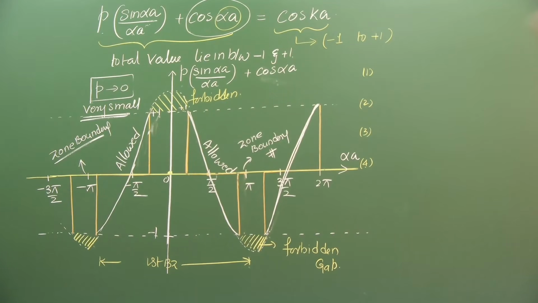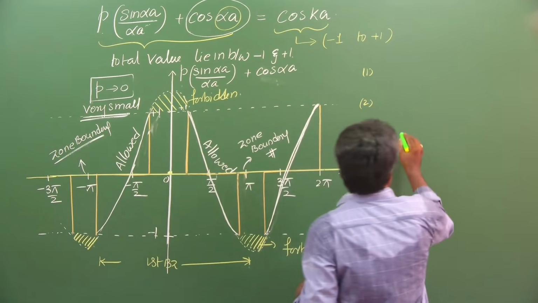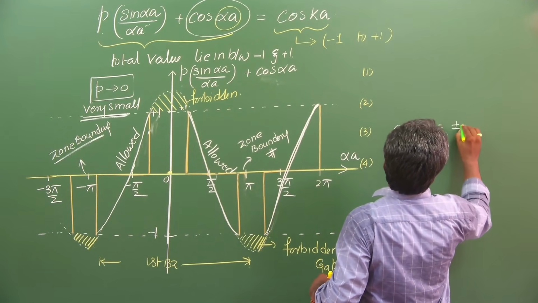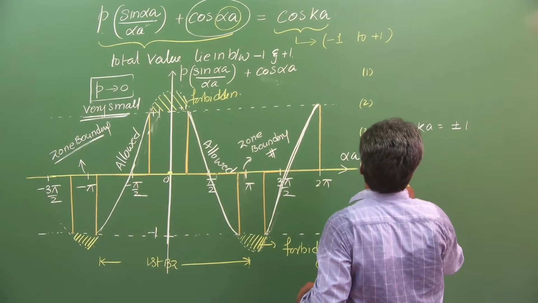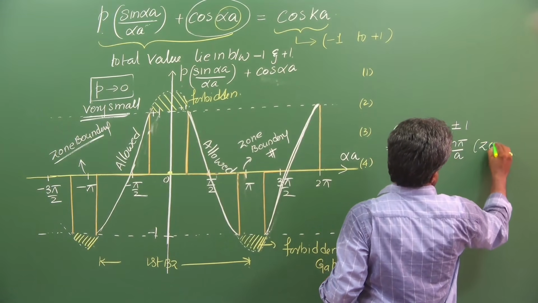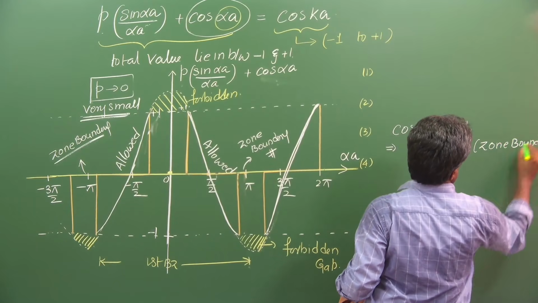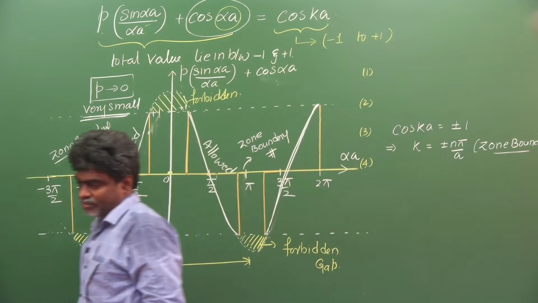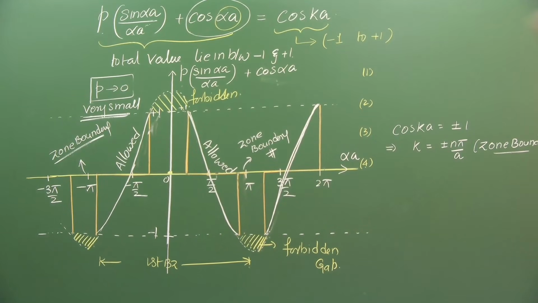Next, second point. The boundaries of the allowed energy levels correspond to cos Ka equal to plus or minus 1, which implies K equal to plus or minus n pi by a, in brackets zone boundaries. Because cos Ka must take only plus or minus 1, maximum and minimum.